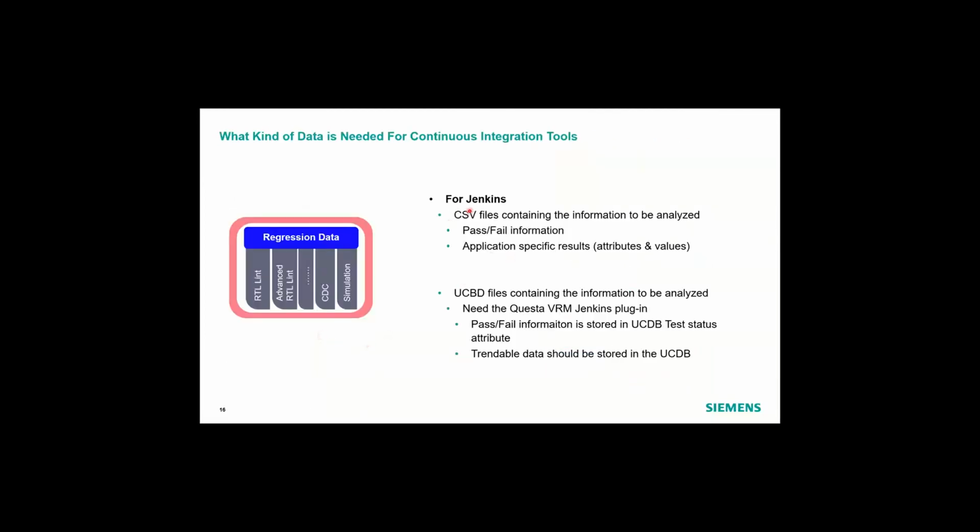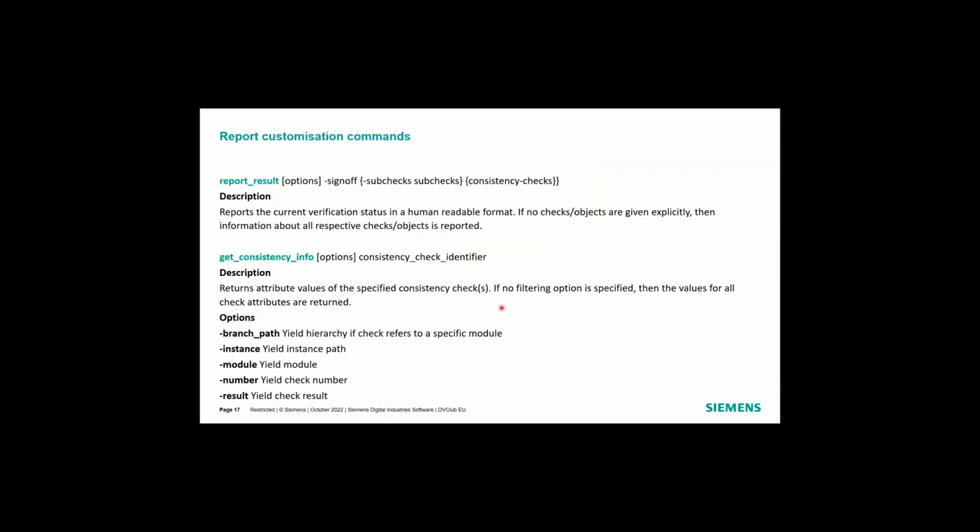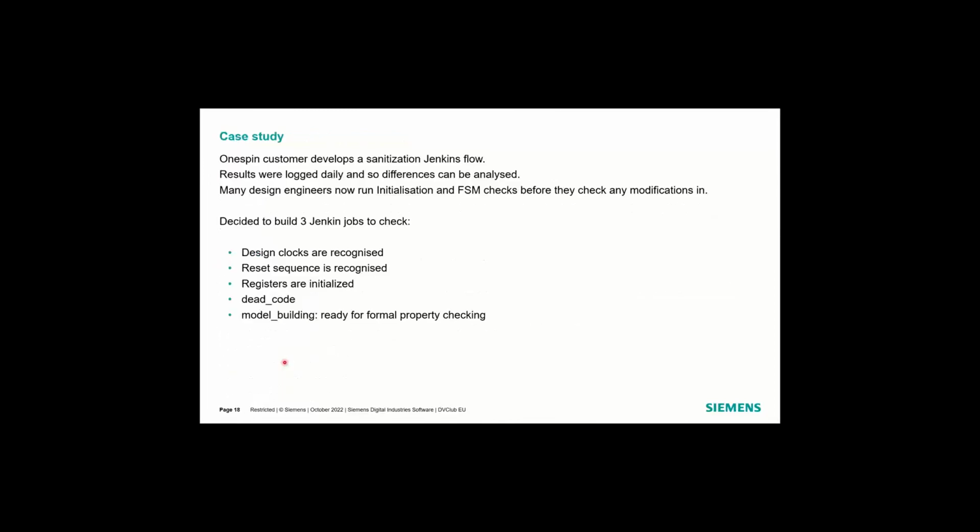What's needed? A CSV file is needed that contains the information to be analyzed. You can generate that from our tool, much the same way that if you're doing simulation, you probably need the coverage database. Here's an example of the customization commands that you could use within OneSpin to get the text that you need, either report result, which is high level, generate sign-off information, or get consistency info, which is a typical procedure for generation, for example, the branch path, the instance name, the module name, and our customers use them to generate the report they need.